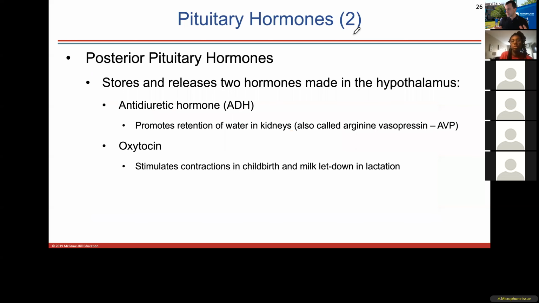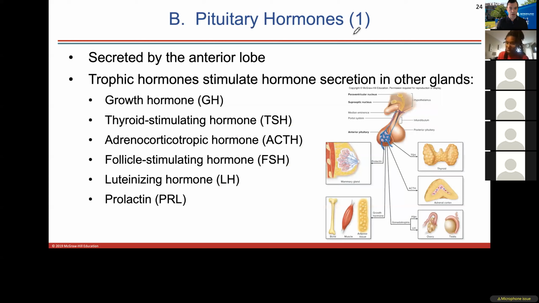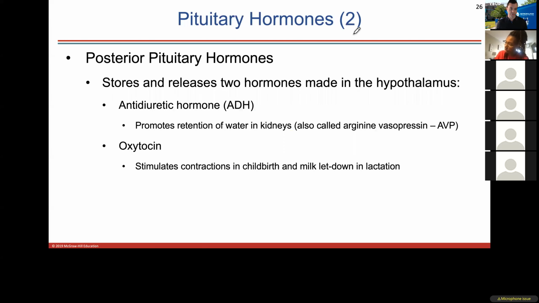Posterior pituitary gland, two hormones, not made here. All the others are made and stored in the anterior. Posterior pituitary only stores. Posterior pituitary does not make. Hypothalamus makes. It's packaged up in neurosecretory transportation vesicles, and we dump it down in the posterior pituitary gland. Pretty easy.